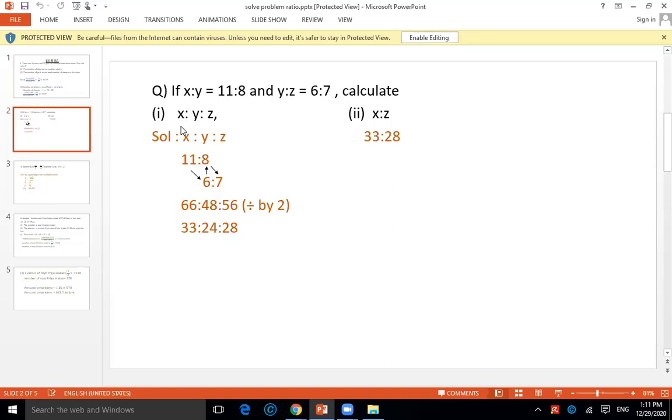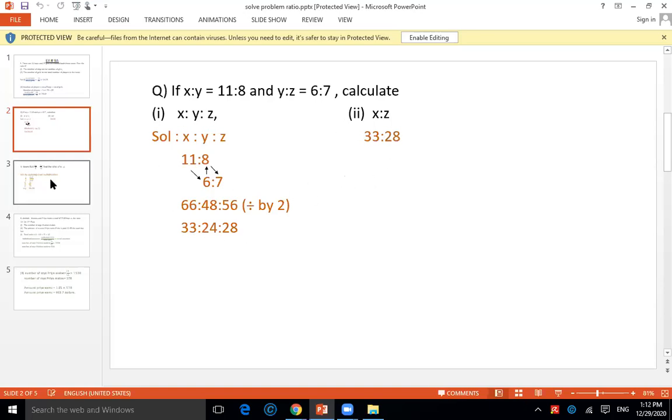So we have to find out x is to y is to z, 33 is to 24 is to 28. Now in the second part, we need to find x is to z. So what we will do here, we will write the value of x, which is 33, and the value of z, which is 28. This is done.